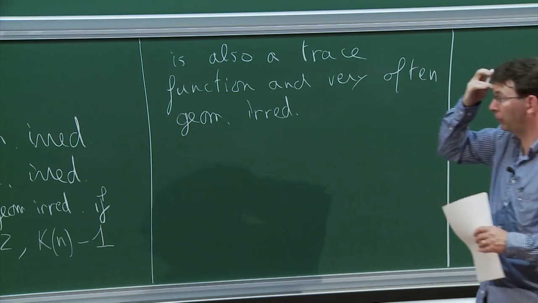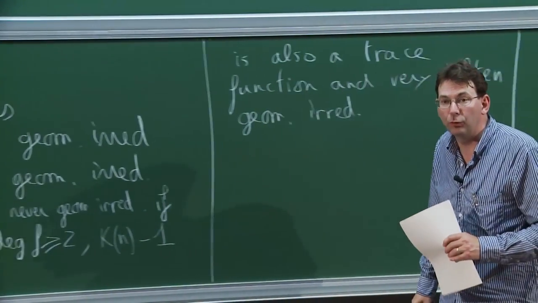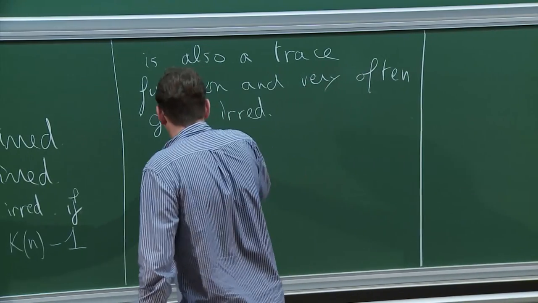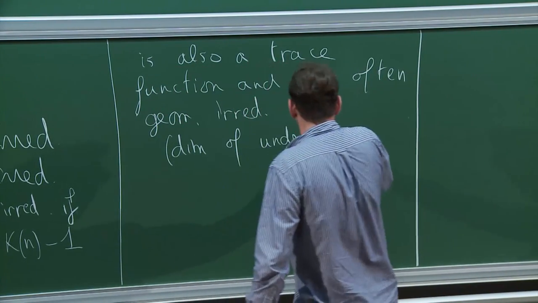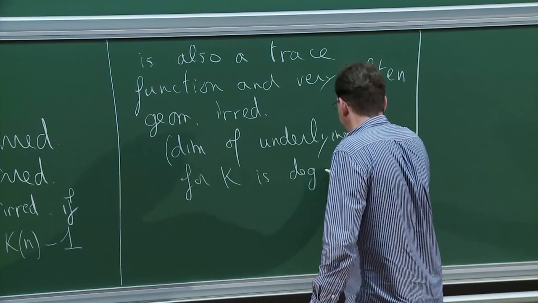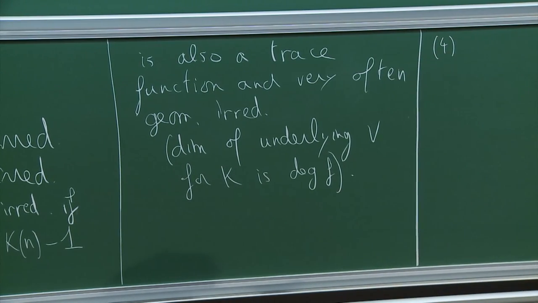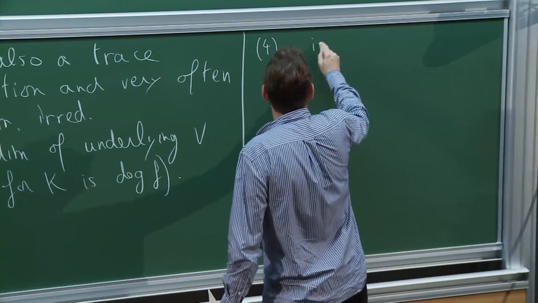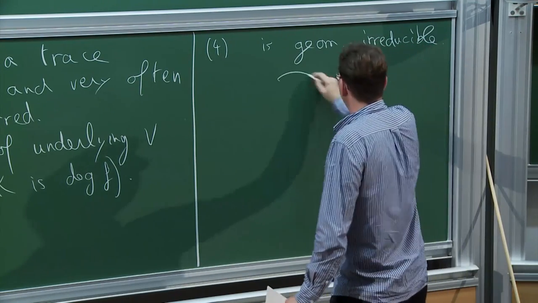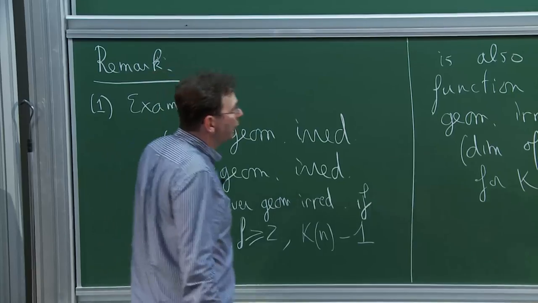So if you remember, the simplest example was when the polynomial is x squared, then k of n minus 1 is just the Legendre symbol of n mod p, and this is an example of case 1, so it's geometrically irreducible. I should say maybe in that case, the dimension of the underlying V for k is the degree of the polynomial. And case four, like most families at least of elliptic curves, is geometrically irreducible.